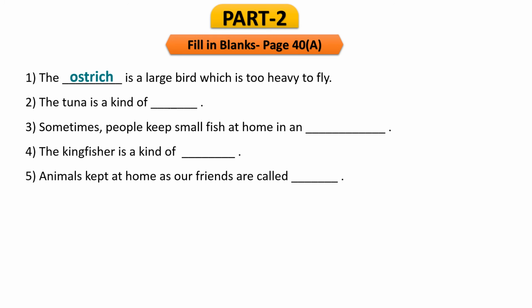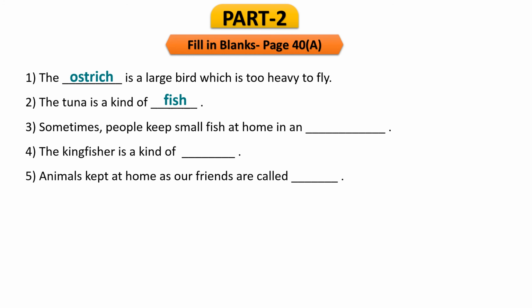Question number 2. The tuna is a kind of blank. We know tuna is a kind of fish. Question number 3. Sometimes people keep small fish at home in an blank. As you can see, in some of our houses small fishes are kept in an aquarium. Well, an aquarium is a kind of small house for the fish.